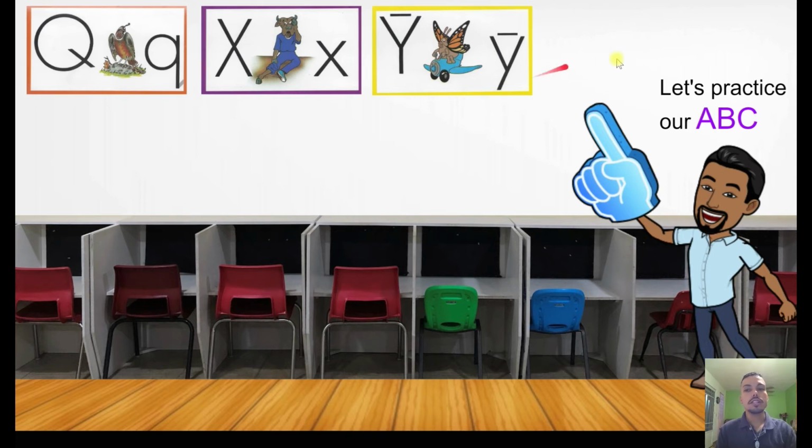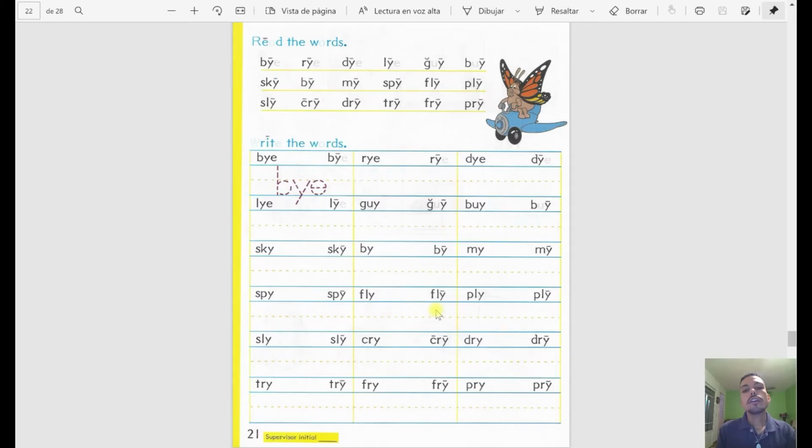do the pages for today. So let's go. And here we are at page number 21, right? And the first part says, read the words. We have to read all of these words, right?